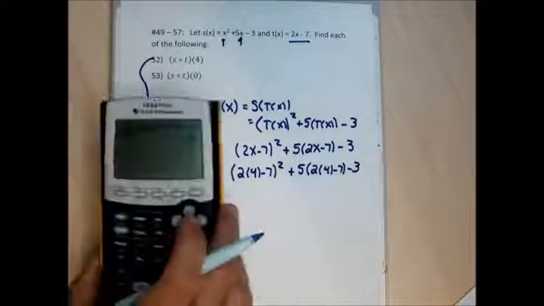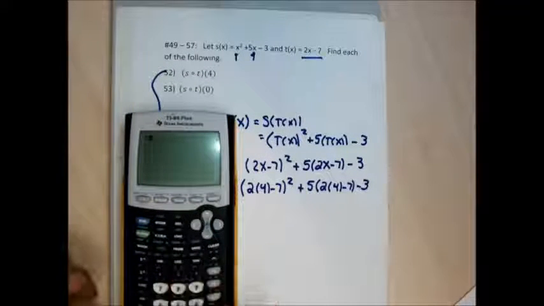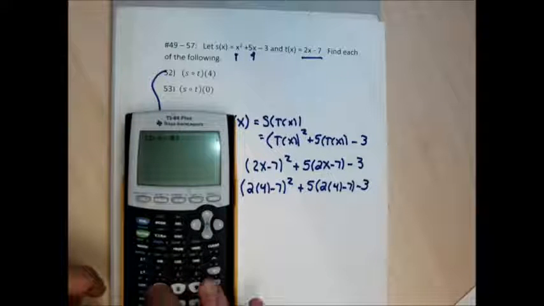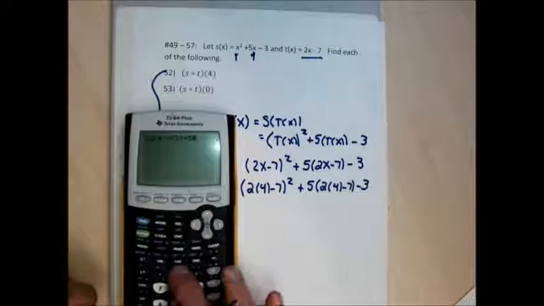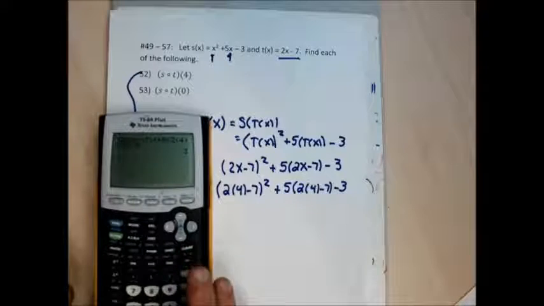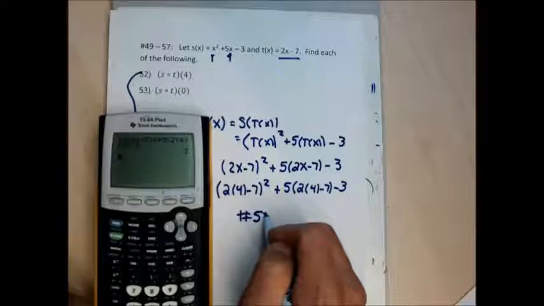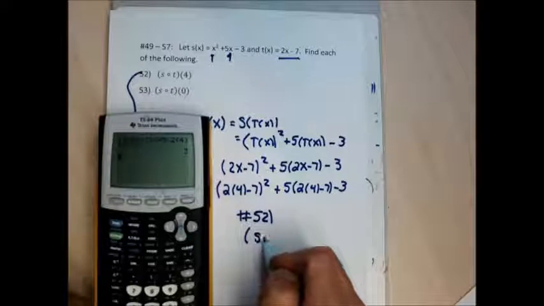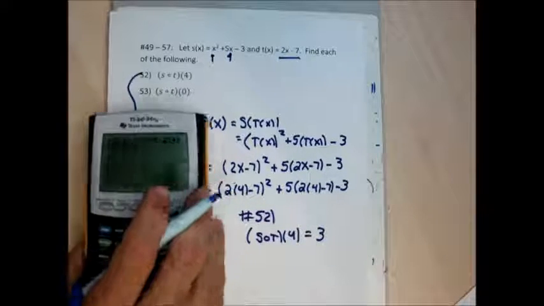And I'm just going to let my calculator do that work for me. So on my calculator, parentheses 2 parentheses 4 minus 7 squared plus parentheses, I forgot the 5, plus 5 parentheses 2 parentheses 4 minus 7 minus 3. And I get 3 for the answer. So my answer for problem 52, s composed with t of 4 equals 3.